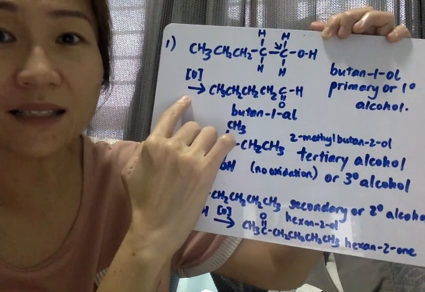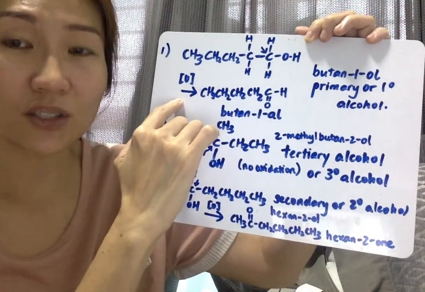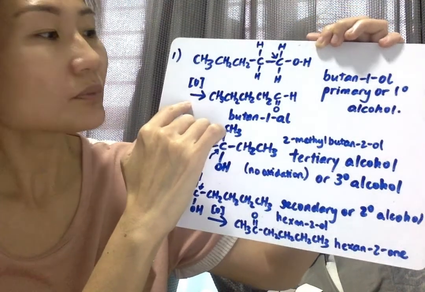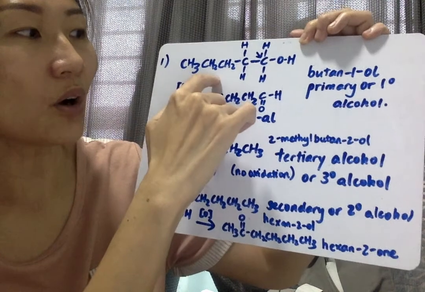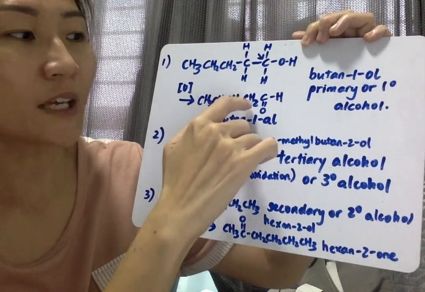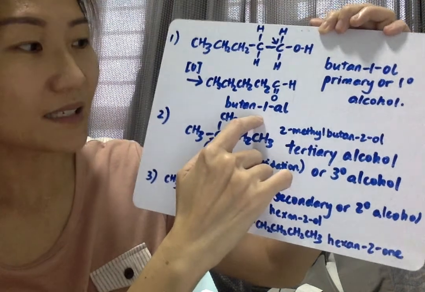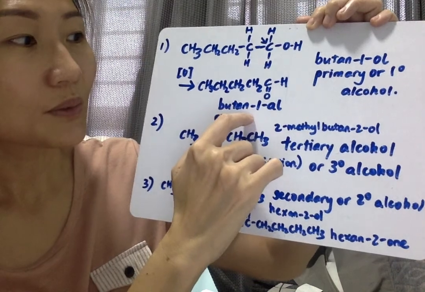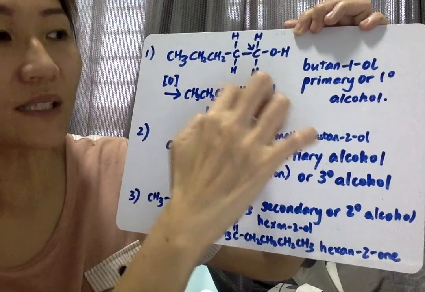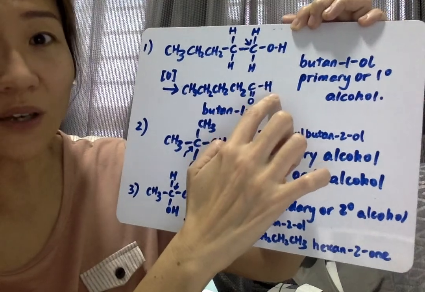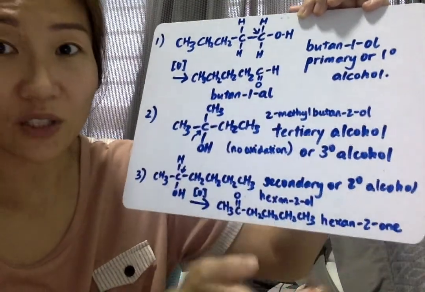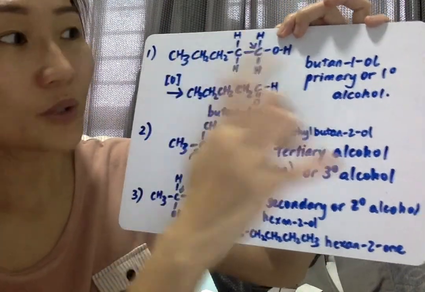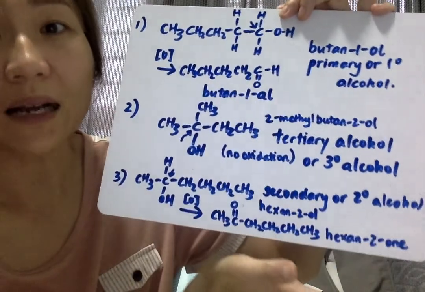in the presence of an acidified oxidizing agent such as potassium dichromate or potassium permanganate, which will cause the alcohol to change into an aldehyde. This aldehyde is called butan-1-al, butanal. This is the aldehyde functional group, the C double bond O H functional group. So that is the answer for question 1. This alcohol will undergo oxidation.